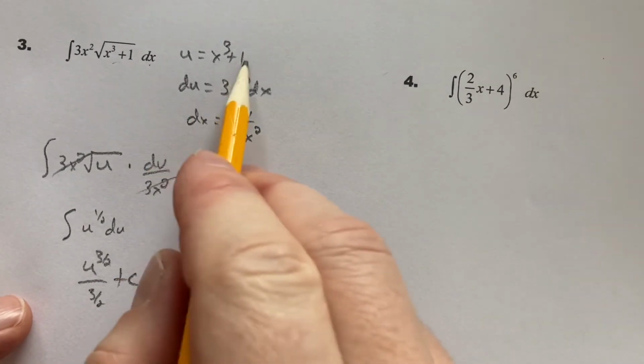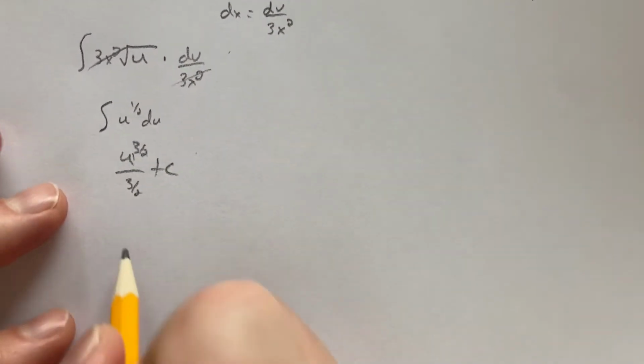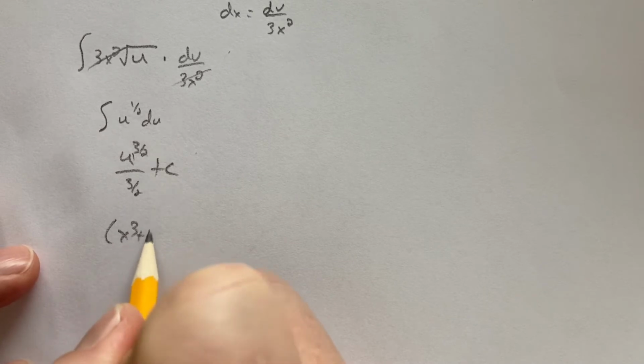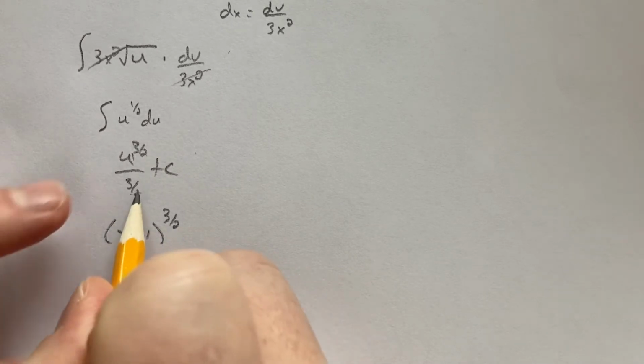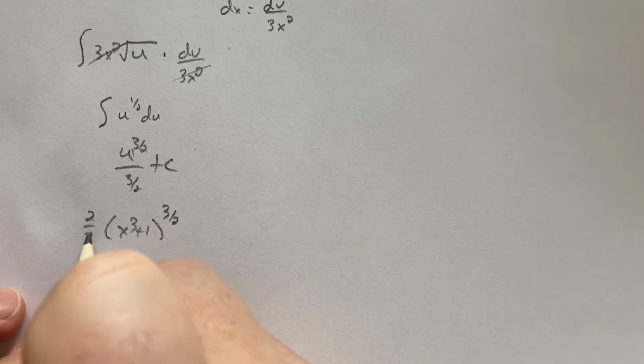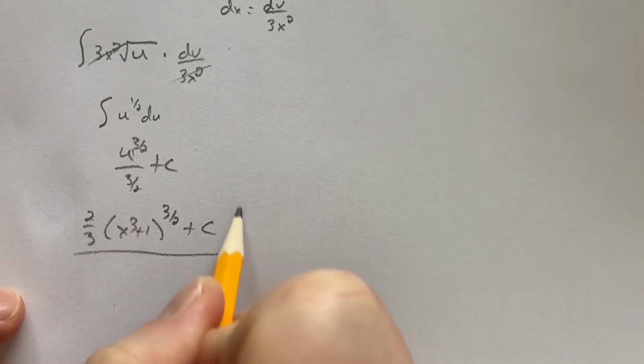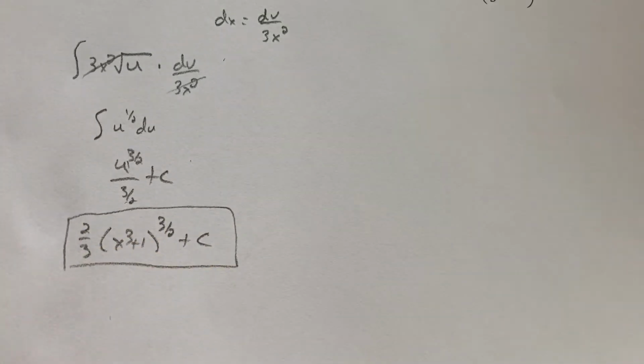So now I'm going to take that x cubed plus 1, I'm going to put that in for u. So x cubed plus 1 to the 3/2. This 3/2 here can flip, make it 2/3 plus c. And there's my answer.